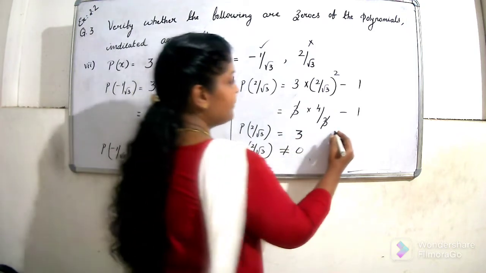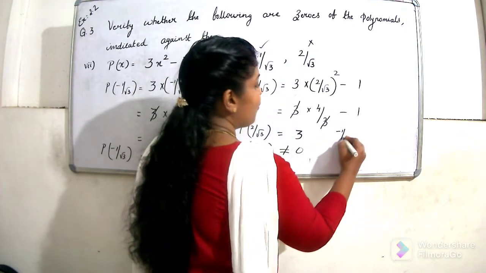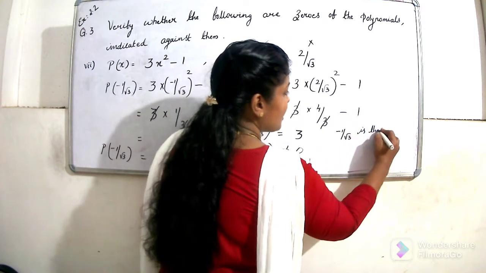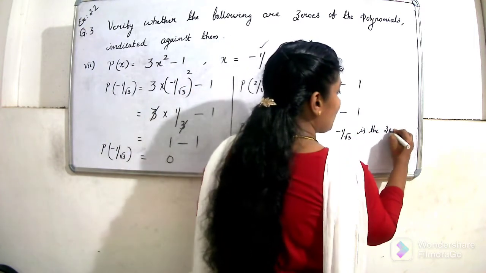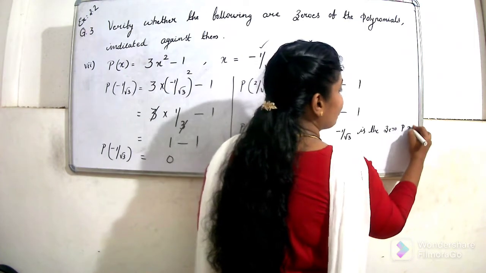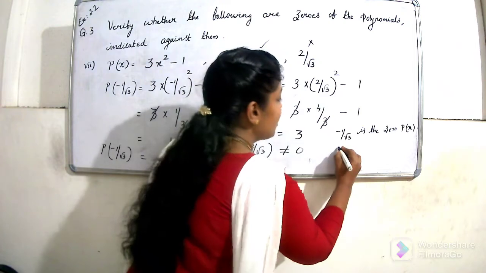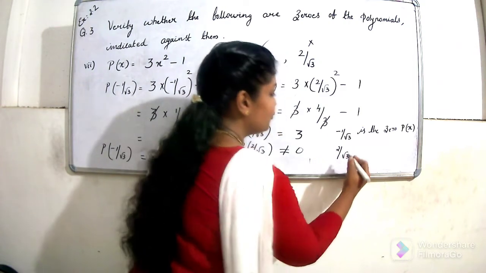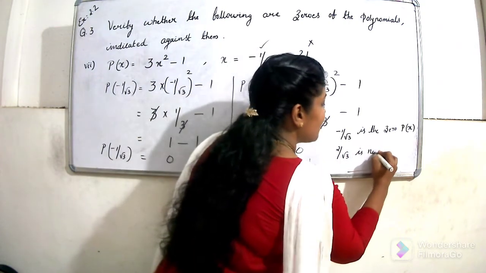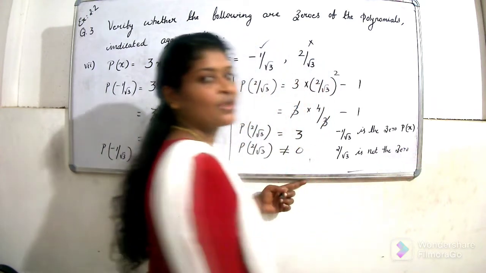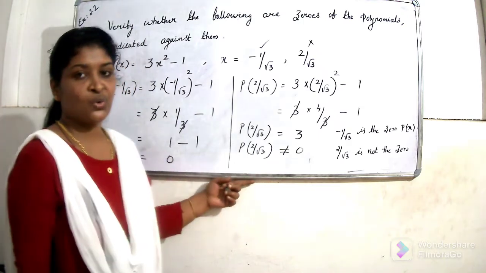So that we have to write. We can write it here: negative 1 by root 3 is the 0 of the polynomial P of x, and 2 by root 3 is not the 0. This is the way we can conclude the answer.